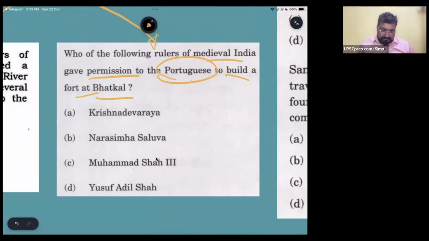Again, a very factual question. If you know, you know. If you don't know, you won't be able to solve. In case you do not have any idea who the person was, just ignore that question. Just skip it. Now I know this answer. Many of our students have attempted it.